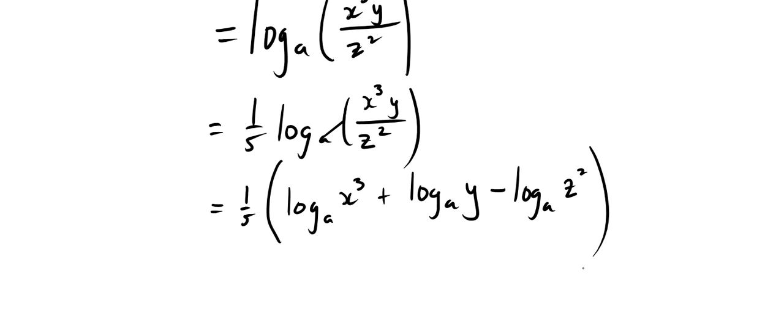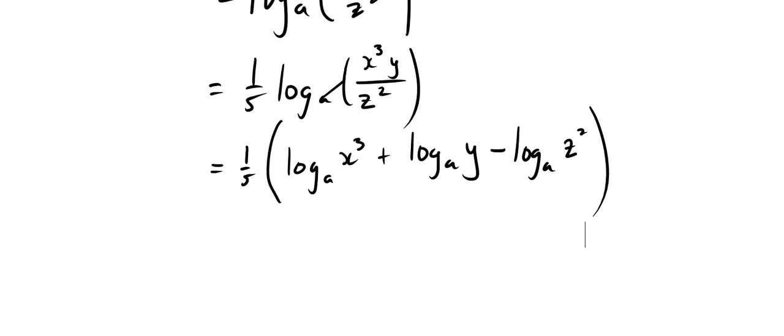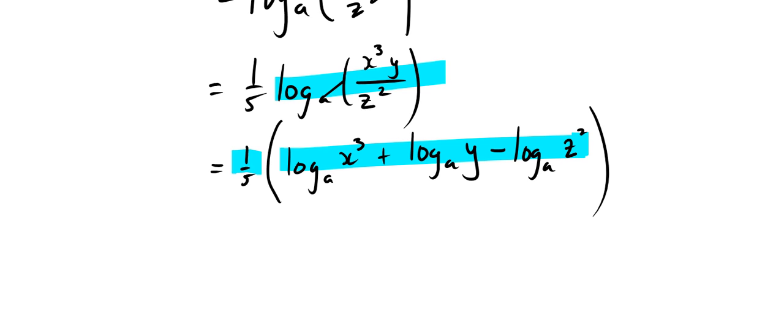So this is 1/5 times the whole thing of log, it's always base A in this case, of x cubed plus log base A of y minus log base A of z squared. And the 1/5, you got to have brackets around that whole thing, because all I did, it's 1/5 times this, right? And I took this and split it up into that. So it's 1/5 times that whole thing. So watch your brackets there.